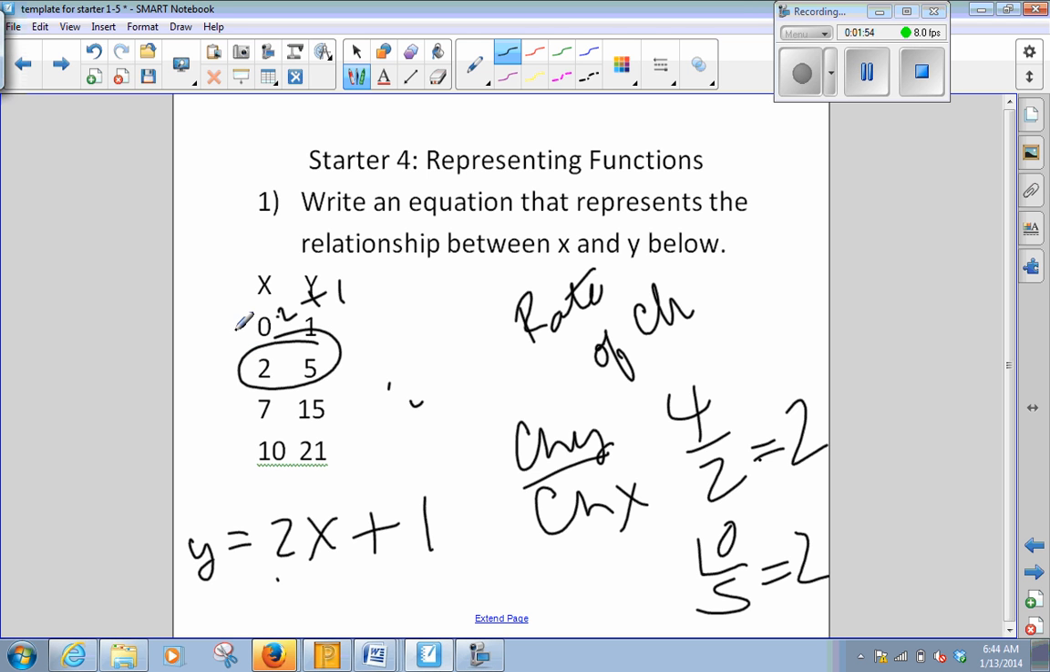If 2x plus 1 is right, I should be able to put 2 in for x and add 1, and I'll get 5. 2 times 2 is 4, 4 plus 1, oh, it is 5. Let's double check and make sure it works for just one more. Instead of 2x plus 1, I'm going to do 2 times 7. 2 times 7 is 14, plus 1 is 15. So I know that this is my function rule. For every value of x, I multiply it by 2, and then I add 1 to get my y.